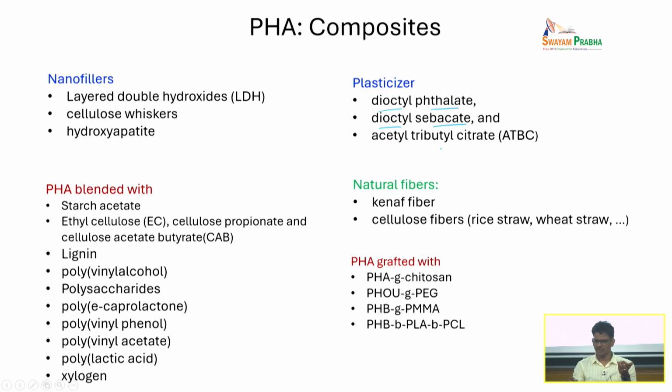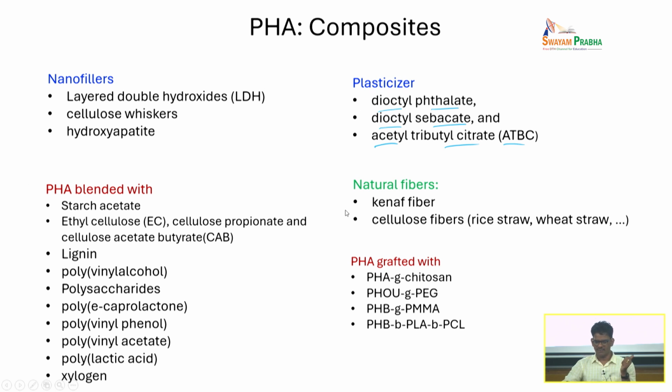For example, to improve the mechanical property, there are studies where layered double hydroxide clay has been added to the PHA matrix, or cellulose whiskers, or hydroxyapatite nanoparticles. These are added to the PHA polymer to improve their mechanical properties. In terms of processability, plasticizers are added. Examples are dioctyl phthalate, dioctyl sebacate, and acetyl tributyl citrate. These are commonly used plasticizers for this particular polymer. We have seen other plasticizers like sorbitol and ethylene glycols also.